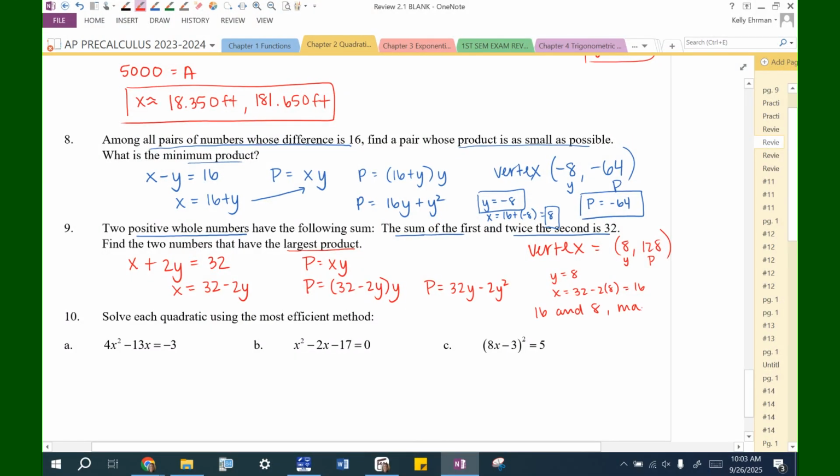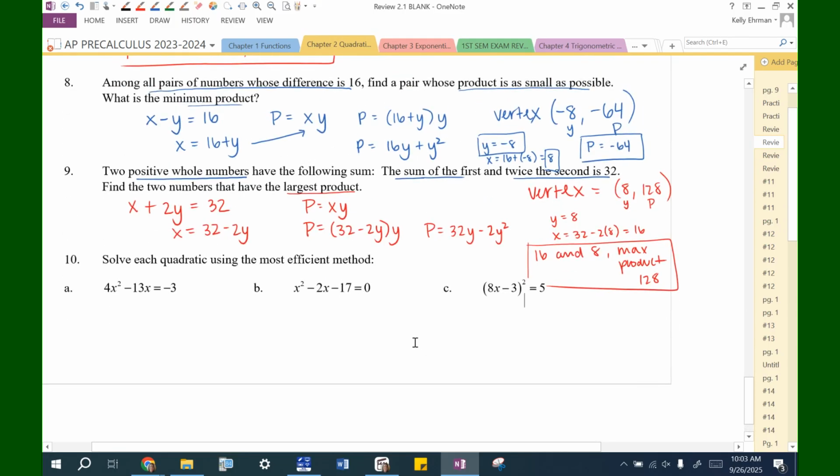The max product, I know it didn't ask me, but why not? The max product is 128. You could also, you had y equals 8. Remember, 128 is just what you get when you multiply x and y. So 128 divided by 8 is another way to get the 16.